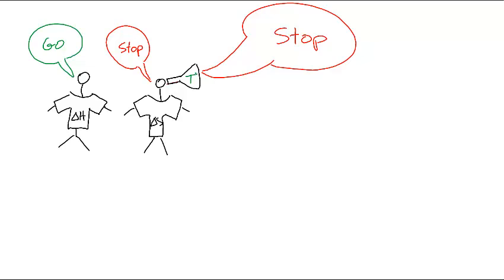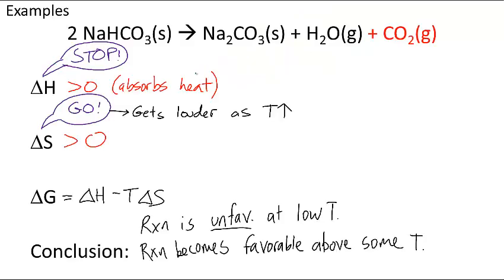The values of delta H and delta S are fixed. They are fixed numbers, 5 and 10, or 212, whatever they are. T is like a megaphone that is amplifying that S number because you multiply by T.